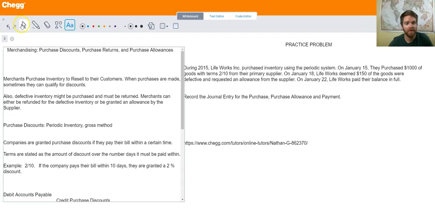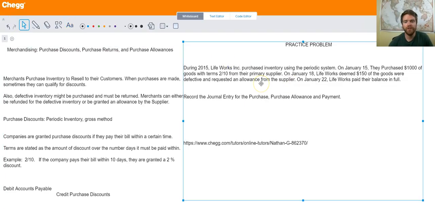So during 2015, LifeWorks Inc. purchased inventory using the periodic system. On January 15th, they purchased $1,000 of goods with terms 2/10 from their primary supplier. On January 18th, LifeWorks deemed about $150 of the goods were defective and requested an allowance from the supplier. On January 22nd, LifeWorks paid their balance in full. Record the journal entry for the purchase, purchase allowance, and the payment. So we'll start with the purchase here, which was made on January 15th.